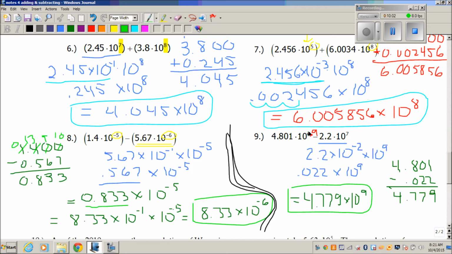In number 9, I also had to readjust the second number so that it's a power of 9, 10 to the 9th power, times 10 to the negative 2 power. So I had to move the decimal to the left 2 places on my coefficient. Again, I subtracted. Here on the far right, this time I subtracted these two numbers, and I got 4.779 times 10 to the 9th power. Okay, I know these two problems are challenging because you had to readjust one of them, but with some practice, I think we'll get much better on it.